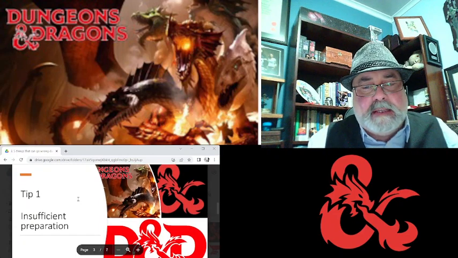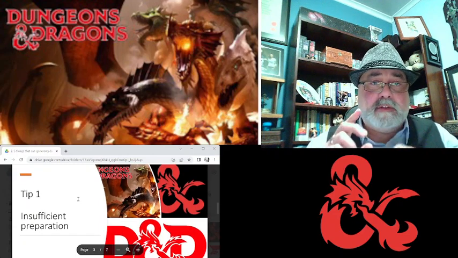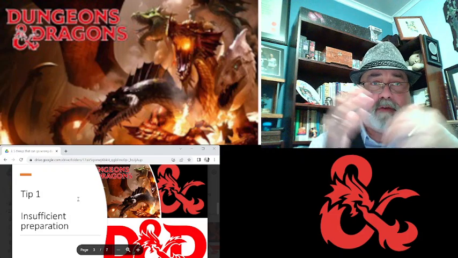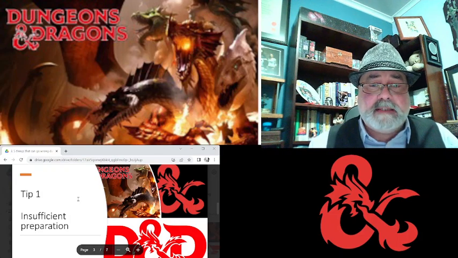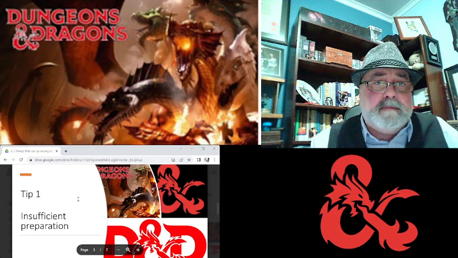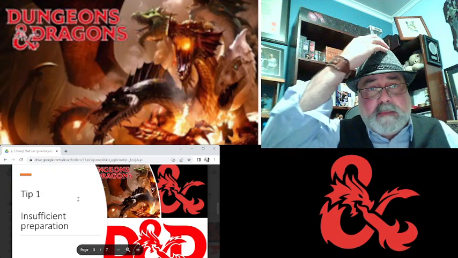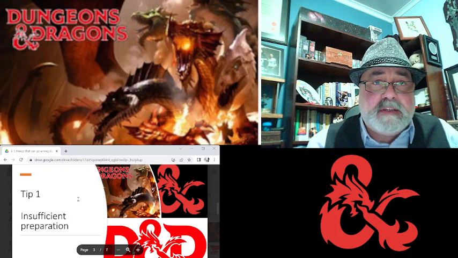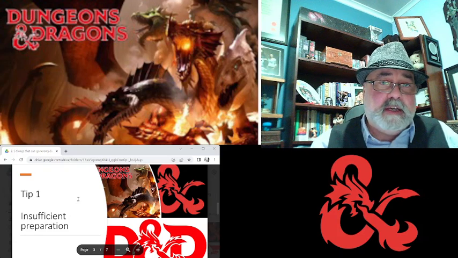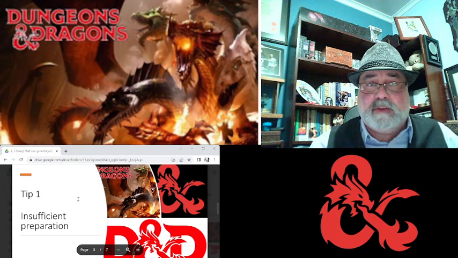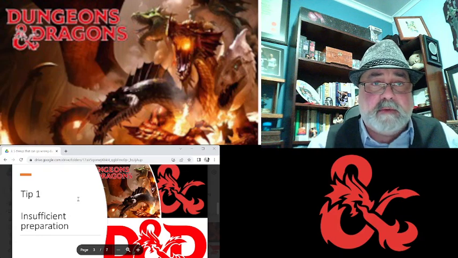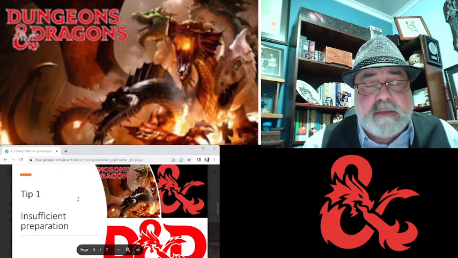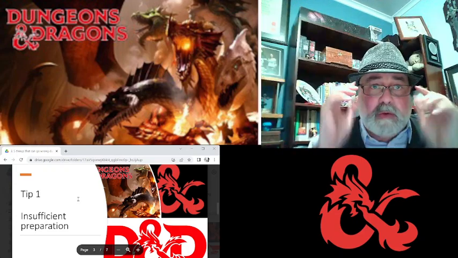Insufficient preparation. So this can really take two different types of states. One is that if you're running a third-party module or something that someone else has written, you haven't read it well enough, and you've got some issues there in terms of lack of knowledge. So always when you're looking at third-party stuff, it's actually quite hard because you really do need to immerse yourself in the material and understand where the author's going with all of that.